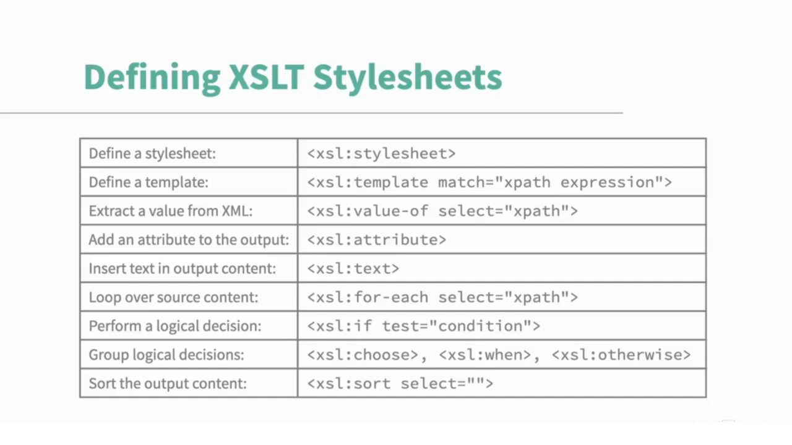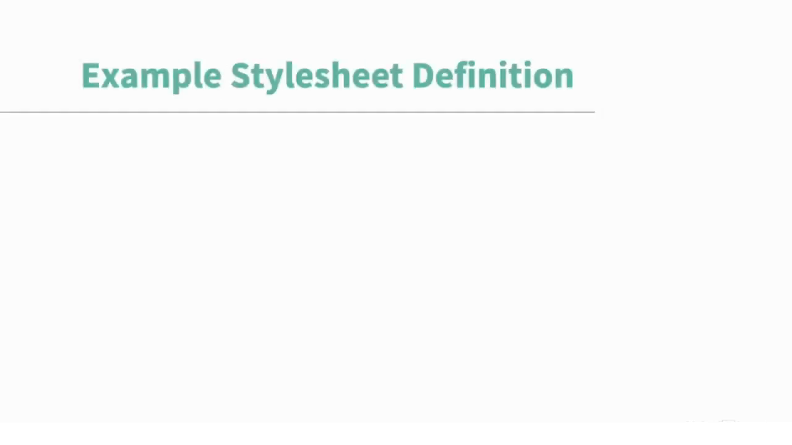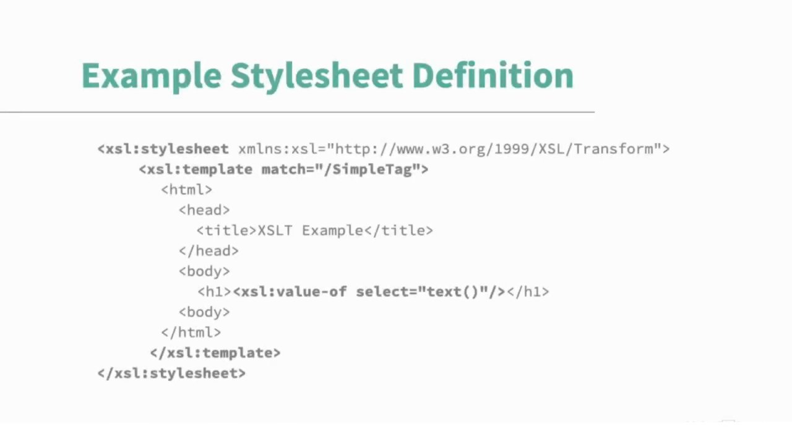Now, this is not a complete list of all the tags. There's plenty of others, but these are some of the more common ones, and they're the ones that we'll be focusing on in the rest of the chapter. We're going to be seeing examples of using each of these throughout the chapter, but for now, let's take a look at a really quick example. So to define a style sheet, I use the stylesheet tag and give it the XML namespace with the XSL prefix and using the URL that you see there. Then I can define a template.